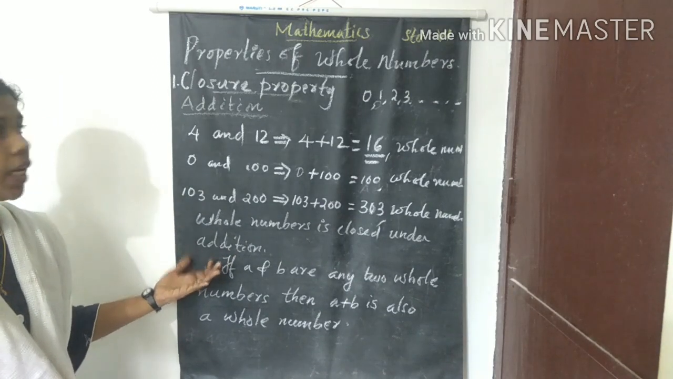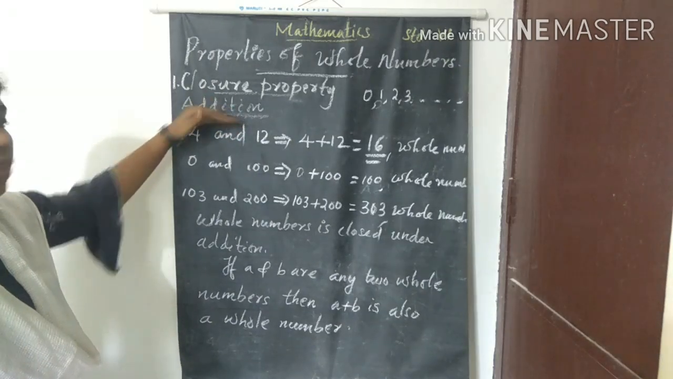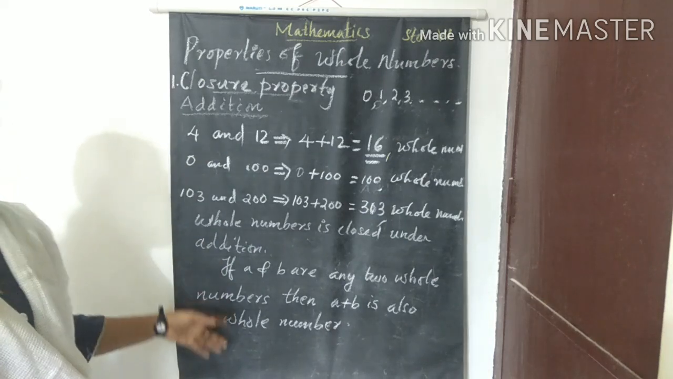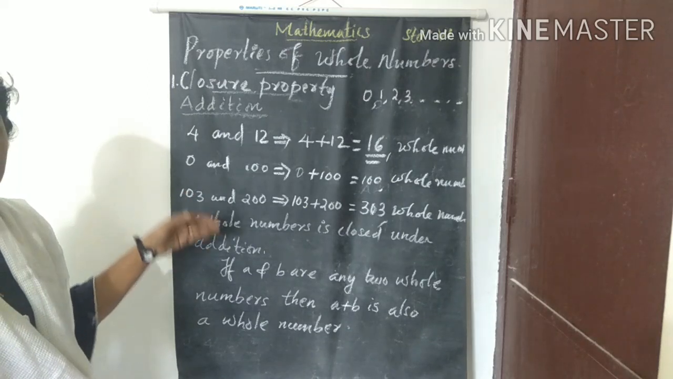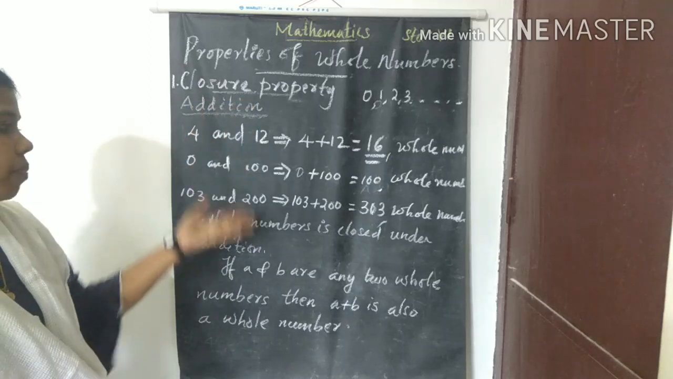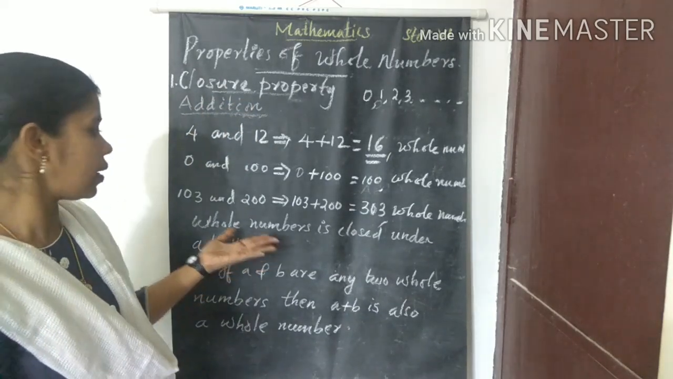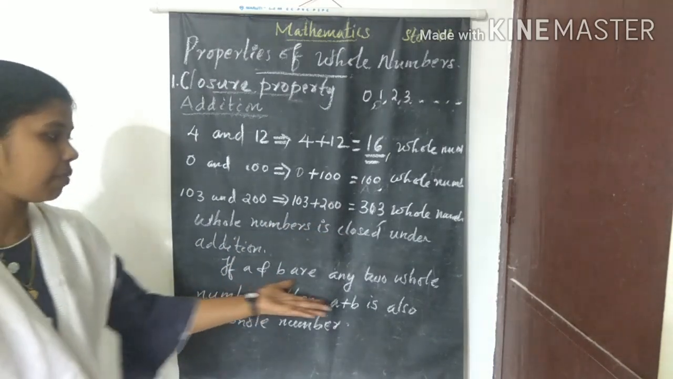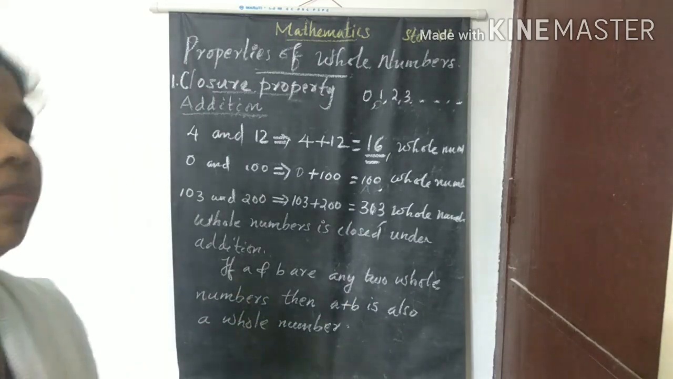Then how can we prove closure property under addition? We take any three examples, then write the general form. Then write whether the closure property is satisfied or not. Here whole numbers are closed under addition. So we can say that if A and B are any two whole numbers, then A plus B is also a whole number. Okay, write this.